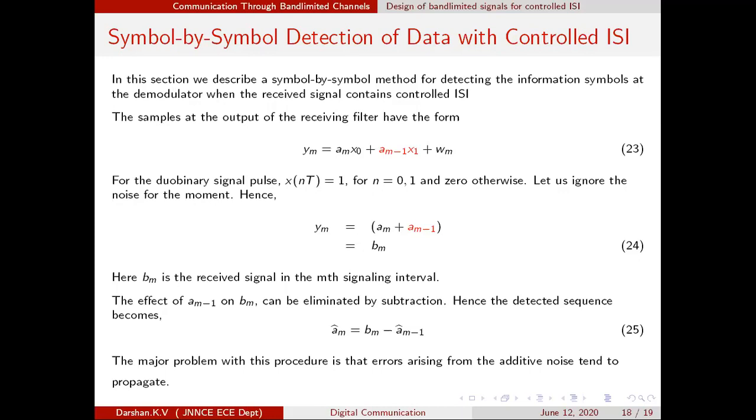Because that was the effect of the previous transmitted symbol. So therefore I will subtract the previous transmitted symbol. I have introduced a cap symbol over here. That I will tell. What is that? That is nothing but you are estimating. What does this cap indicate in equation number 25? Because at the receiver, you are estimating what has been transmitted. That is why we are supposed to write the cap over here.